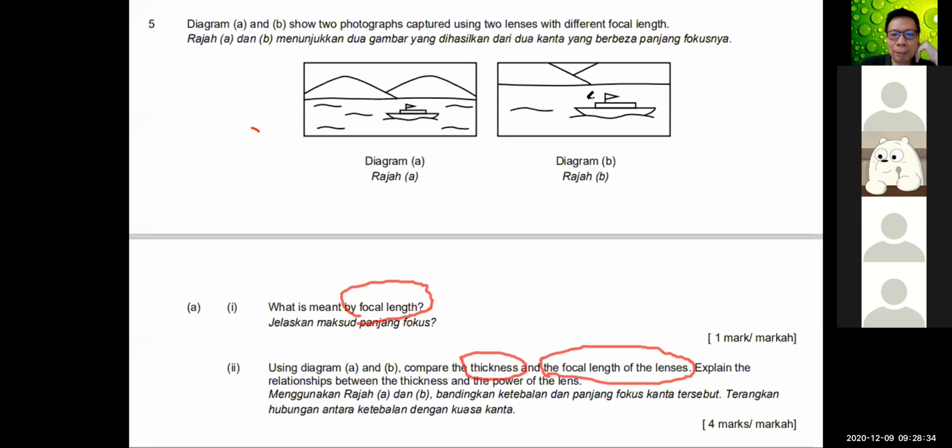Okay, this one is the bigger picture. Bigger means the lens is more powerful. More powerful means the focal length is short. This one, the lens is less powerful. Less powerful means the focal length is very long. Okay, now come, let's see the answer. It's almost time already.